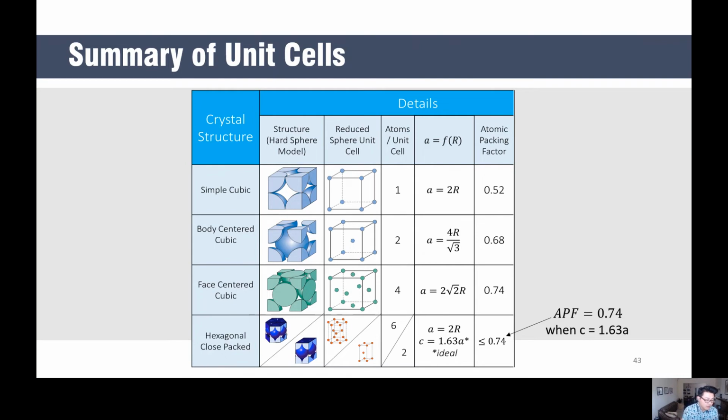Now, I've shown you the atomic packing factor calculation of FCC, and you should do the same thing for BCC. But one thing I want to mention is that because HCP has a similar stacking to FCC, we can make a conjecture, an extrapolation, and say that HCP could potentially also have a 74% packing factor. But the requirement is that the C/A ratio has to be ideal. And the ideal C/A ratio is 1.63. C equals 1.63A.